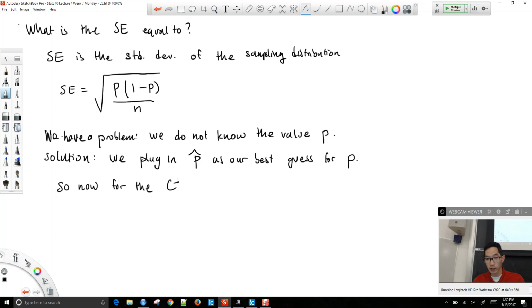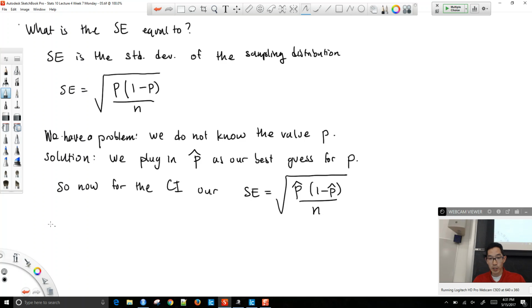For the confidence interval, our standard error is going to be equal to the square root of p hat times 1 minus p hat over n. And it looks almost the same, but they're not the same. Right here we use hats, and over here there's no hats. Okay?